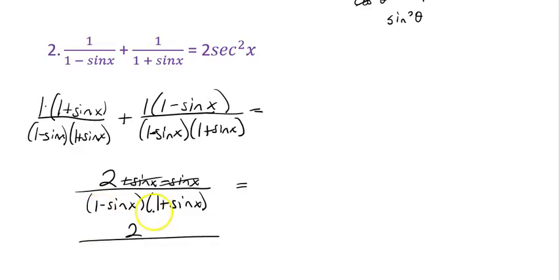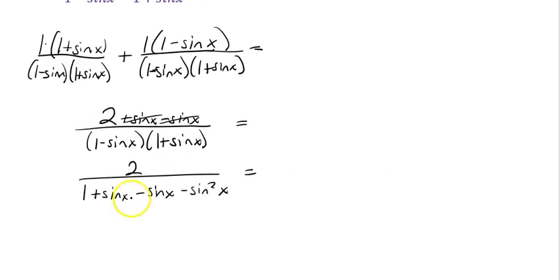So I'm going to FOIL. 1 times 1 is 1. 1 times a positive sign is a positive sign. Negative sign times 1. And negative sign times positive sign. And again, I'm always looking for things to cancel. And in this case, the 2 in the middle will cancel each other, and I have 1 minus sine squared.